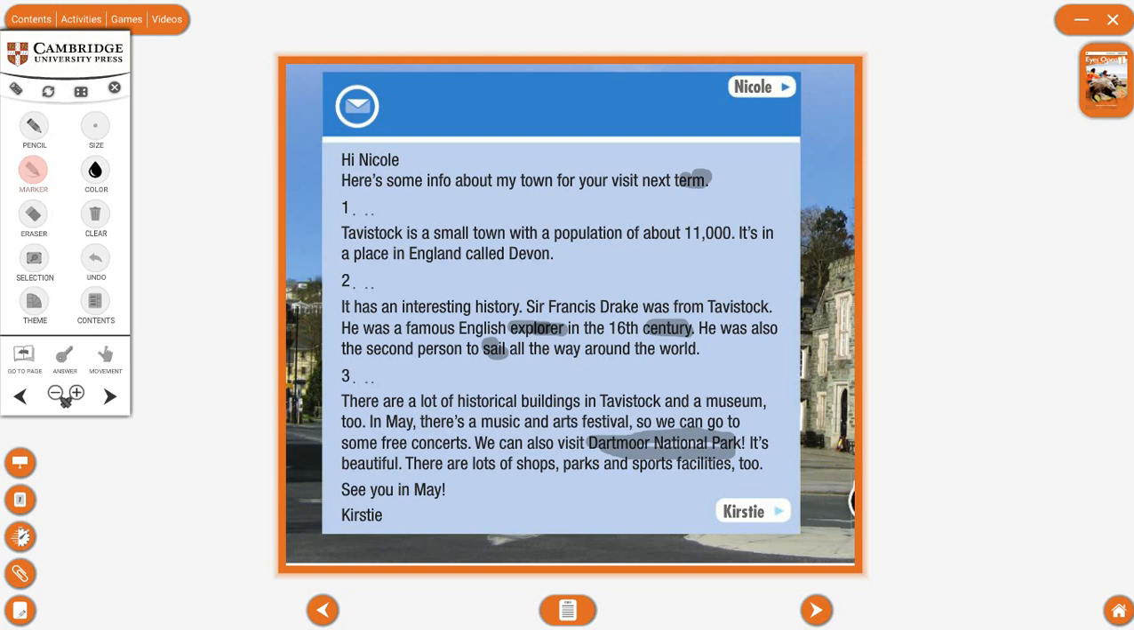Dartmoor National Park is the largest area of open country in the south of England. It is beautiful. So now we can go on. There are lots of shops, parks, and sports facilities too. See you in May, Christie.